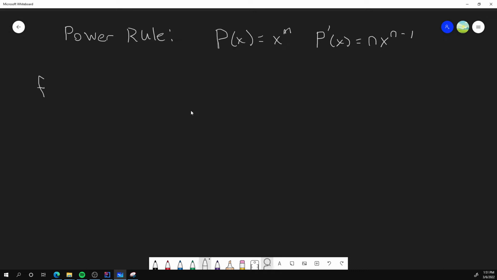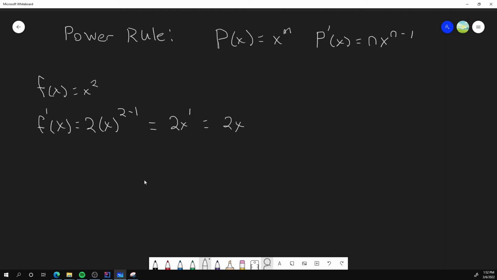Let's say we have a function f of x is equal to x squared, and we want to find f prime of x. So what is n? n is equal to 2, therefore we have 2 times x to the power of n, which is 2 minus 1. And what is 2 times x? Well, that's 2x. And what is 2 minus 1? 2 minus 1 is 1. And so we can also say 2x. And so therefore we could say the derivative of x squared is 2x.